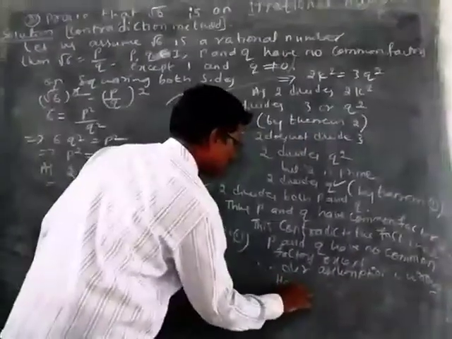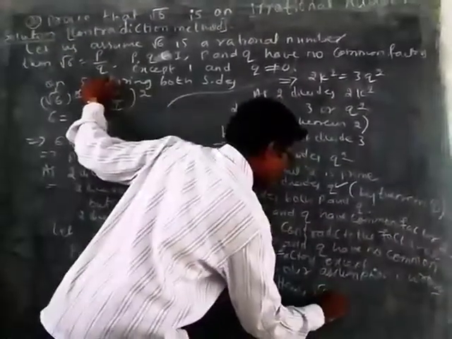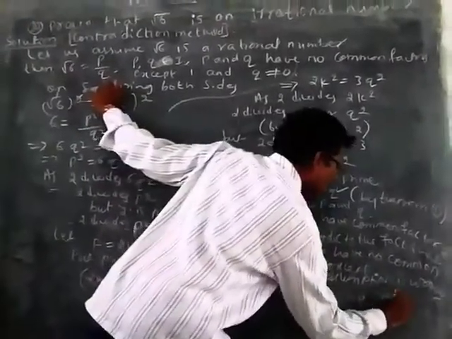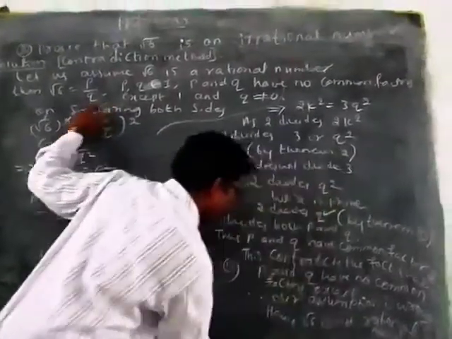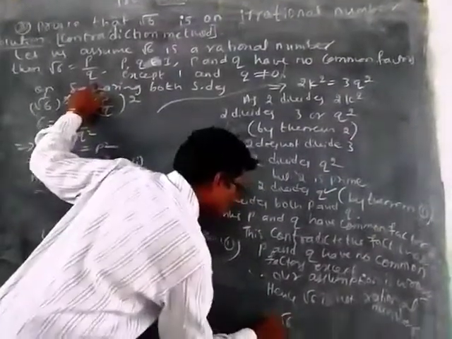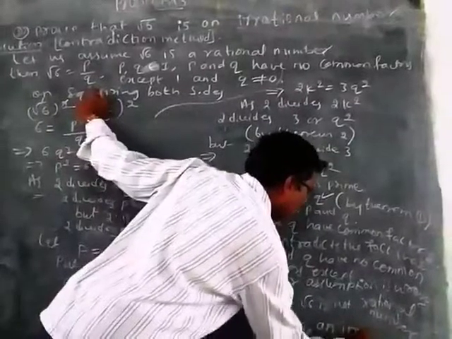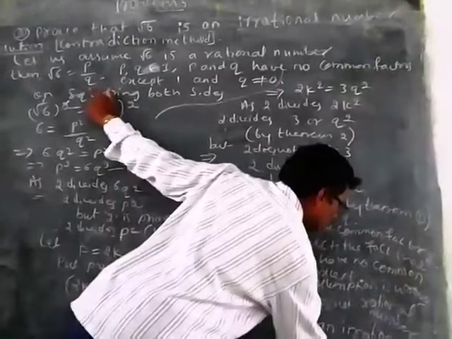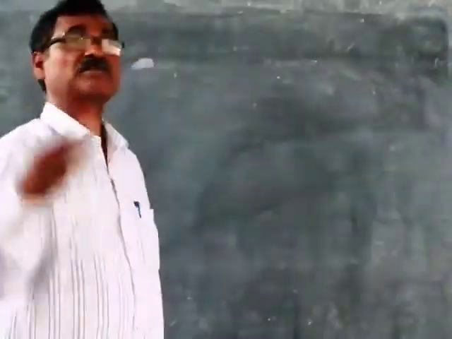What assumption is wrong? That root 6 is a rational number. Hence, root 6 is not a rational number. Therefore, root 6 is an irrational number. Hence proved.